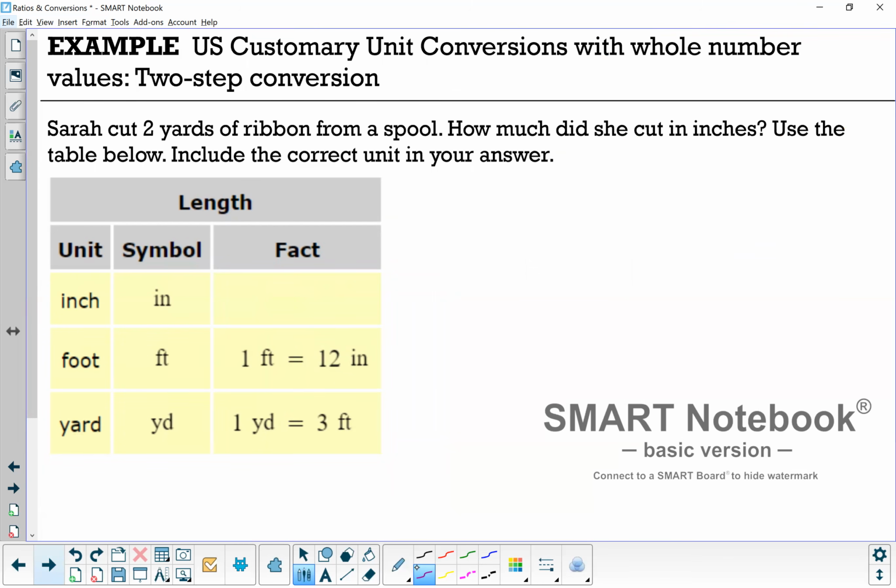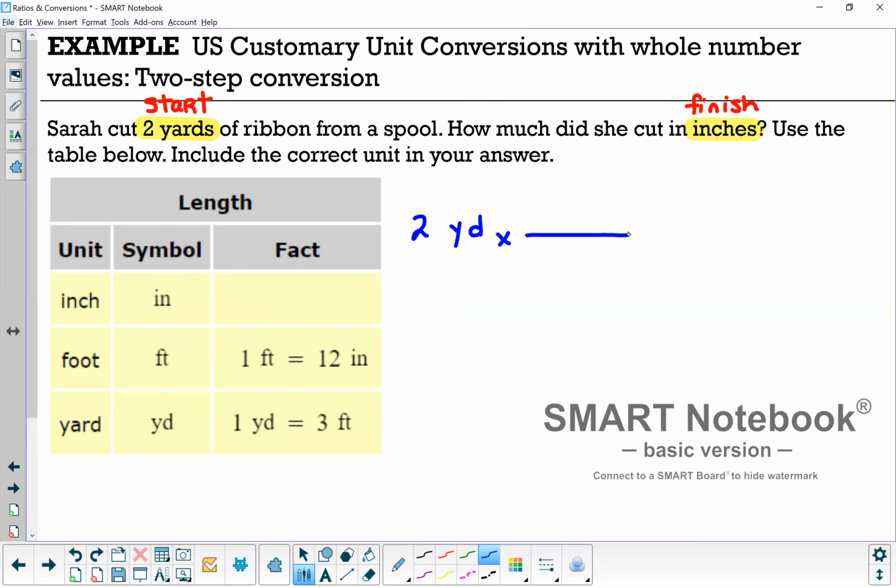All right, so we have: Sarah cut 2 yards of ribbon from a spool. How much did she cut in inches? All right, so we want to start with 2 yards and we want to finish when we get to inches. Okay, so write down my 2 yards. Now let's consider our equivalent statements, or our conversion factors.